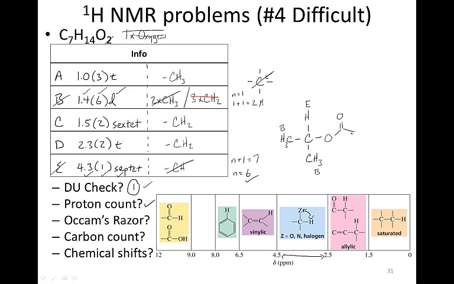So we have to add some kind of carbon. Okay, so the next thing we're going to do is just start adding on CH2s. So let's add on a CH2 here. If we had a CH2 here, that could correlate to either protons C or protons D.